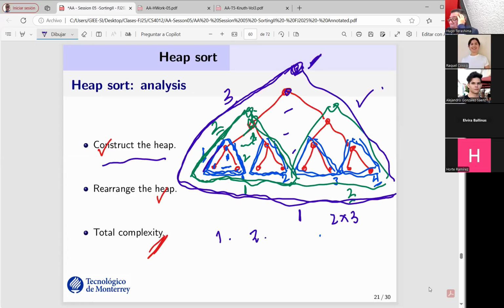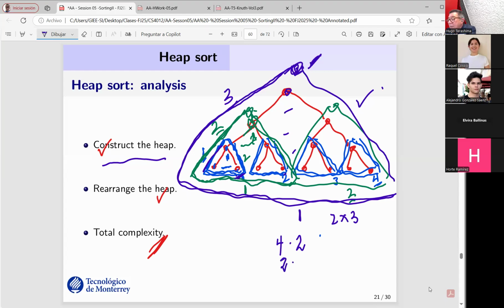So let me see if I have the beginning. I have 4. Let me just erase this. I want to count the complete number of comparisons, right? For this, I have 4 nodes, right? And for each one, I use 2 comparisons to construct the blue ones. And I have 4 of those, right? And then the green ones, I have 2, right?